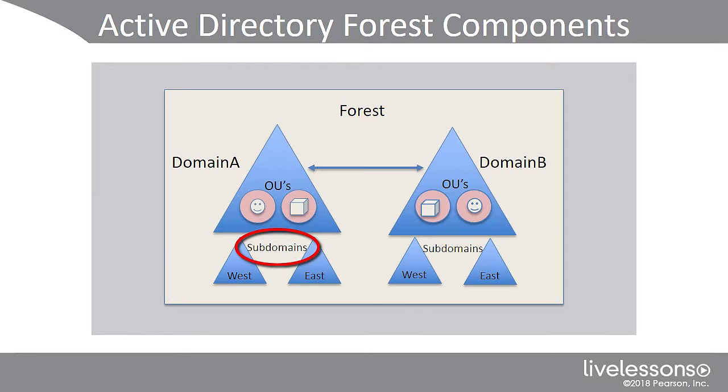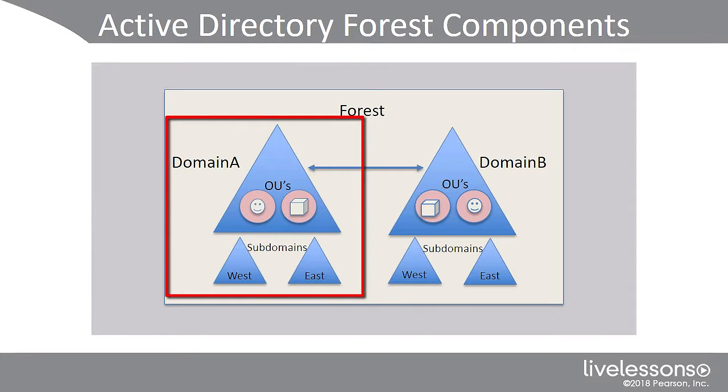And as you can see, within the domain, we can have a subdomain that's going to have a contiguous namespace. So we have domain A, then we have west in domain A and east in domain A, as well as we do in domain B. And in order for me to access domain A, I could use something like domaina.pearson.com. If I want to access a subdomain, it'd be west.domaina.pearson.com.